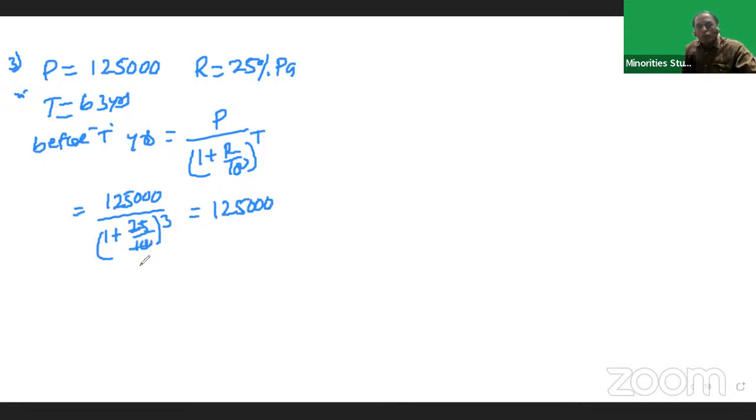25 ones are 25, 25 fours are 100, so 1 plus 1 by 4. What is 1 plus 1 by 4? 4 ones are 4, 4 plus 1 is 5, so 5 by 4. In the denominator, 5 by 4 whole cube is there. But don't write in the denominator, write in the numerator. If you write in the numerator, 5 by 4 will become 4 by 5. So 4 by 5 whole cube.